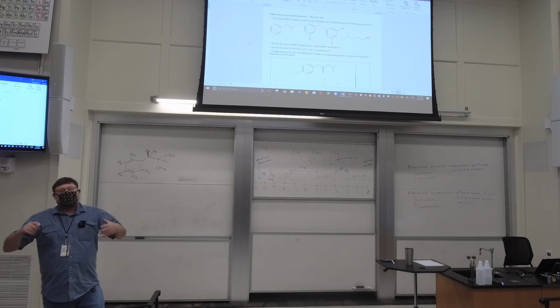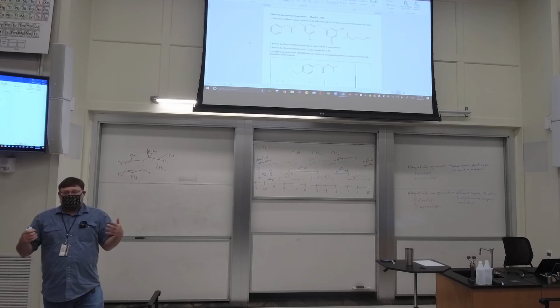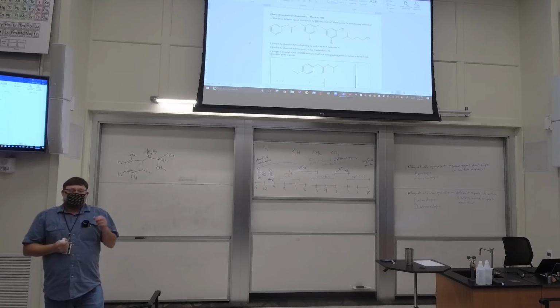All right, I could teach two or three lectures on just how taking an NMR spectrum works. The short of it is you're putting this sample into an extremely powerful magnetic field. Any magnetically active nucleus is lining up with that field.